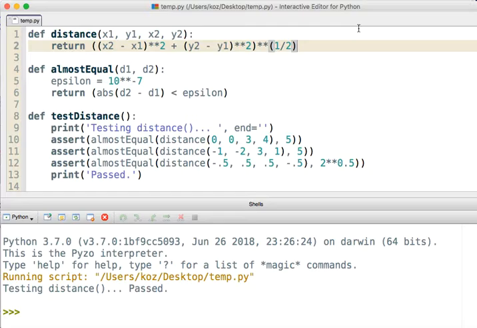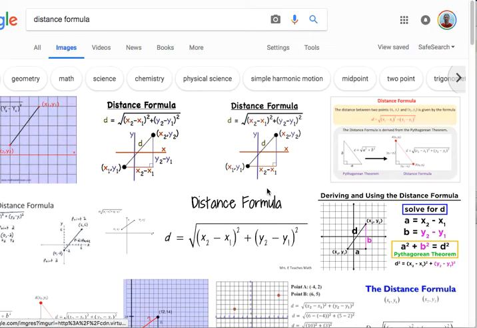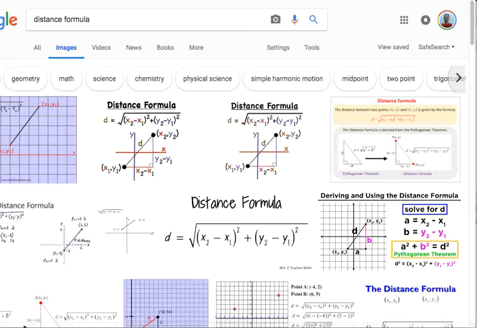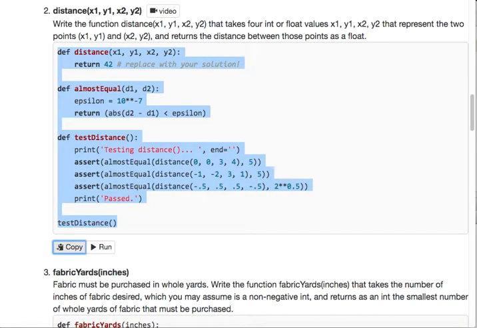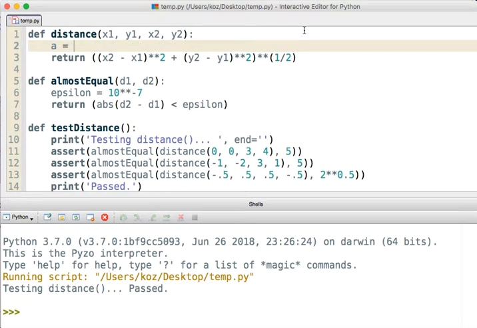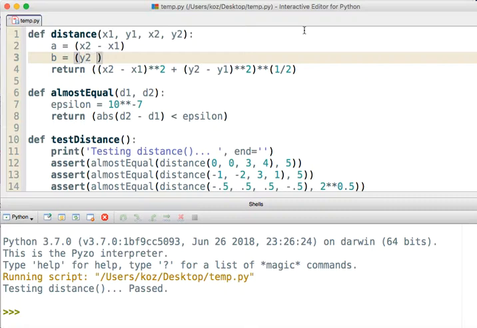There's other things we could do to clean this up. For example, here in this example, we see that they use a and b. A is the difference in x's and b is the difference in y's. And that might make things clearer. So let's go ahead and do that here. We'll say that a is the difference in my x's, and b is the difference in my y's.